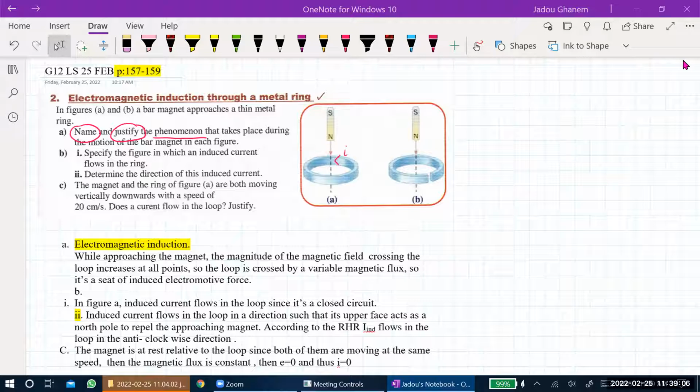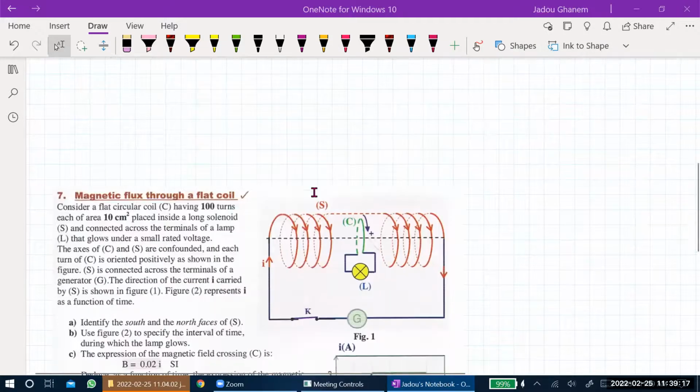Okay. Now we'll move to number 7, which is somehow of a higher level. Let me just move downwards to this exercise.